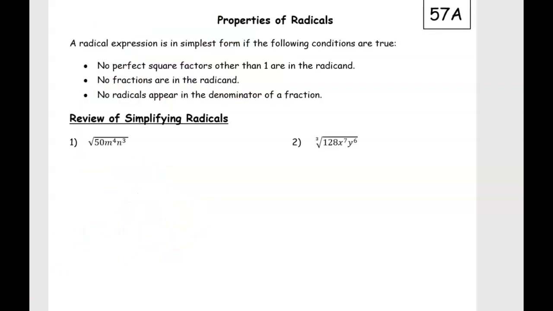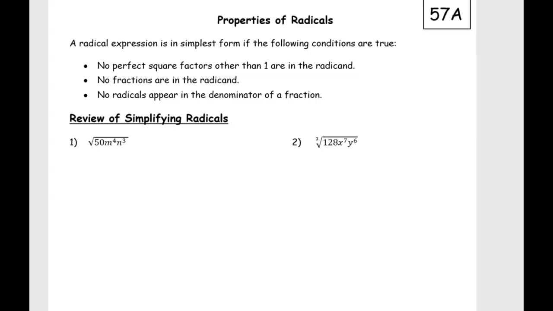Okay, so that leads us to today's lesson. So we're just going to start out by doing a review. A radical expression is in simplest form if the following conditions are true. There are no perfect square factors other than 1 in the radicand. No fractions are in the radicand, and no radicals appear in the denominator of a fraction.